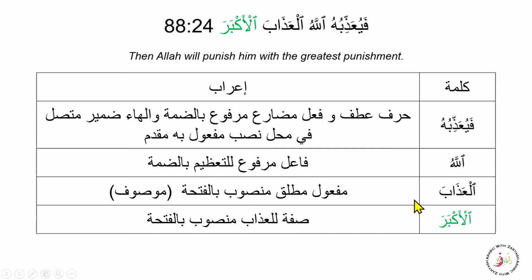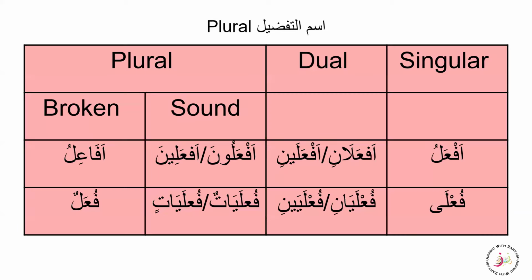Sifa lil azab mansub bil fatha, because it will follow all the qualities of its mawsuf. So we can see al here and al here, so you can see that this sifa is following the mawsuf. So the superlative is used here, فَيُعَذِّبُهُ اللَّهُ الْعَذَابَ الْأَكْبَرِ. So these are the few things that I wanted you to know about Ism Tafdeel.